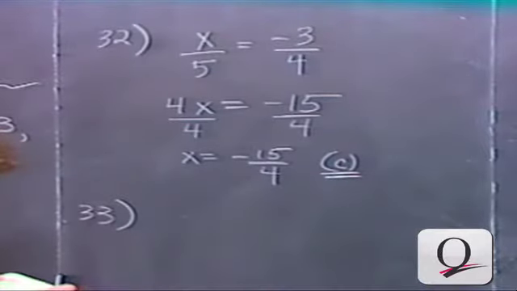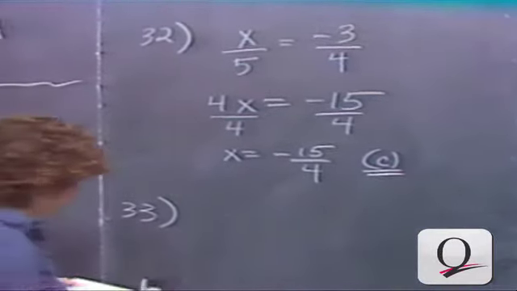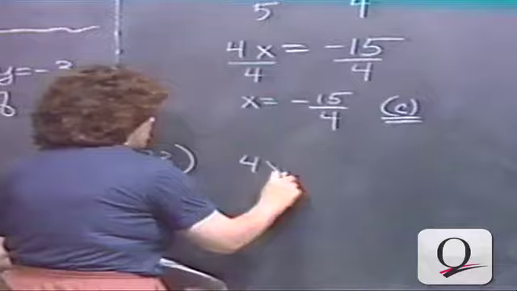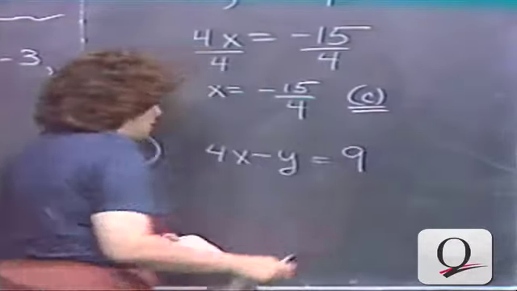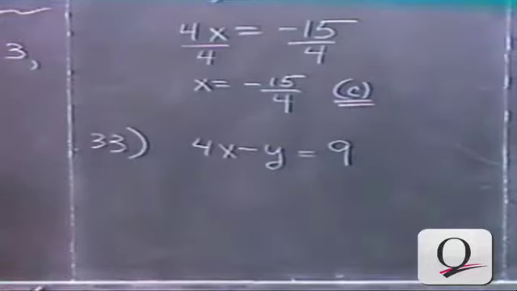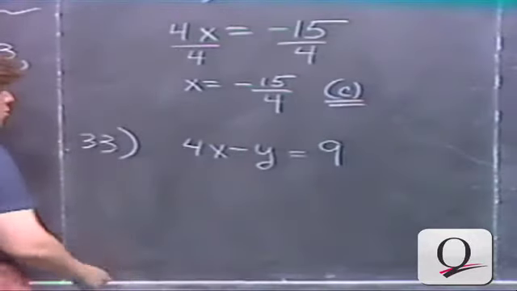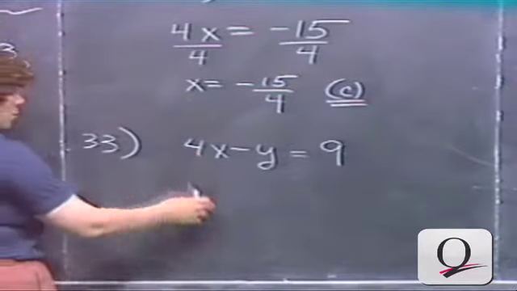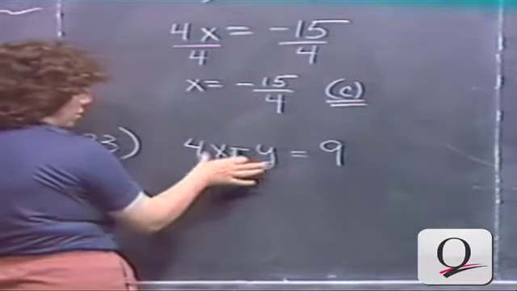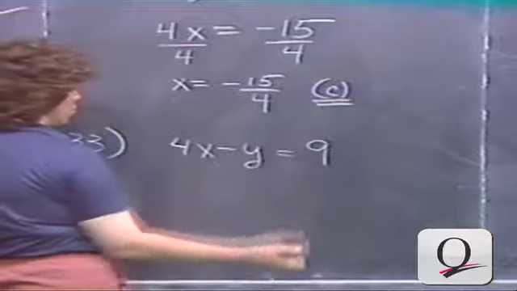Question 33. Which of these points lies on the graph of 4x minus y equals 9? And they give you 5 different points. What you have to do is check each point. If the point lies on the graph, when you substitute the x and the y values given for the coordinates of the point, you will get a true statement.